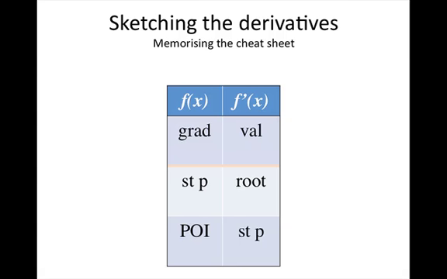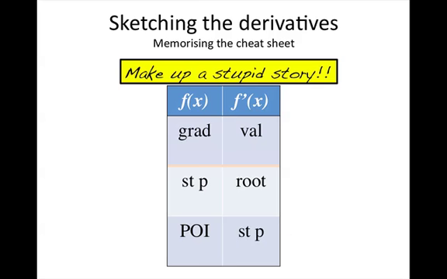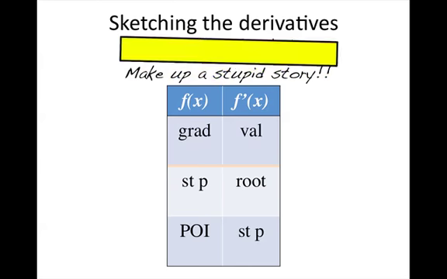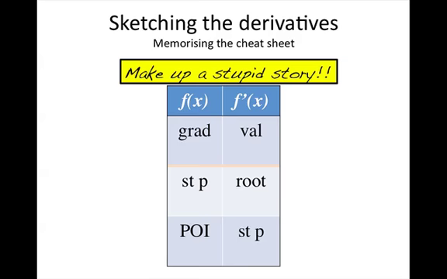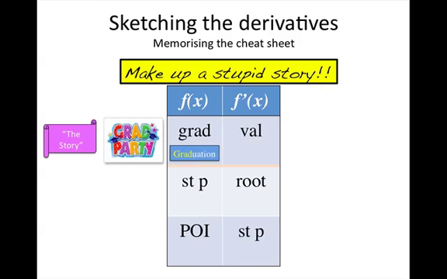So for me, I like to make up lots of stupid stories. And that's what we're going to do here. Make up a stupid story. The more weird and wacky you can make it, the more likely you are to remember it. So that's going to be our key. Now, here is our story. The story is about a grad party and val. Grad was for graduation, and val, which was for value, I've made for valium. So it's a story of graduation and valium.